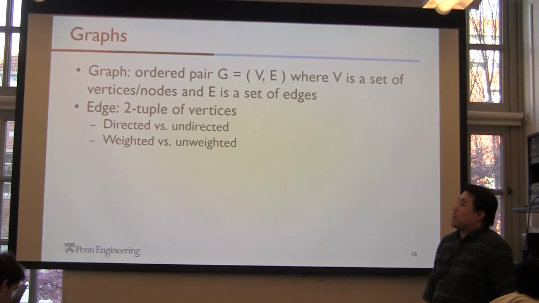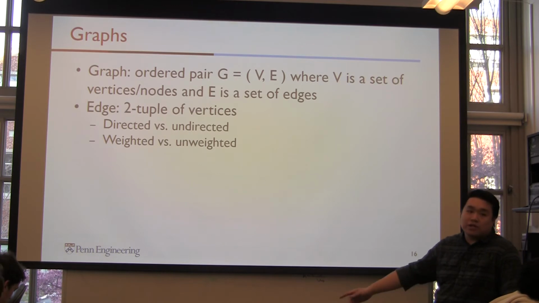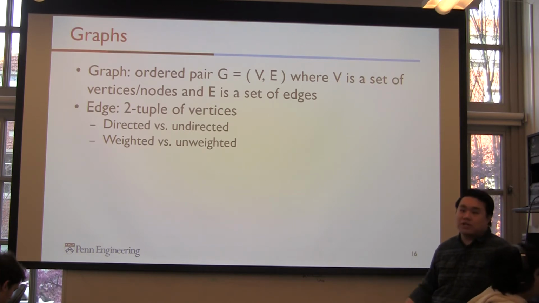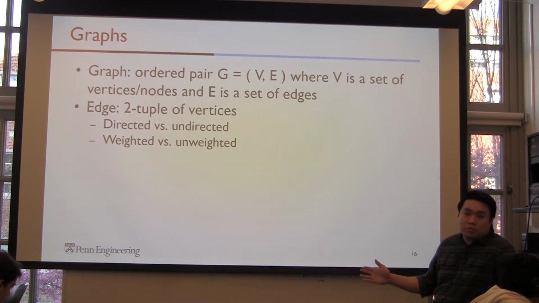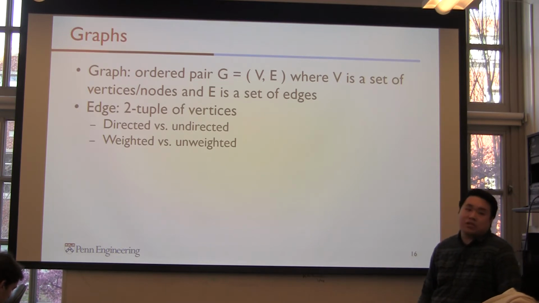So just a recap on what graphs are. It's just ordered pairs of vertices and edges. The edges are basically a 2-tuple of two vertices. You can represent that as either directed or undirected. Directed meaning that you can only go one direction on that edge. Undirected means that it doesn't have any constraints. It could also be weighted versus unweighted, meaning that you could model your cost for each action with a weight on the edge.